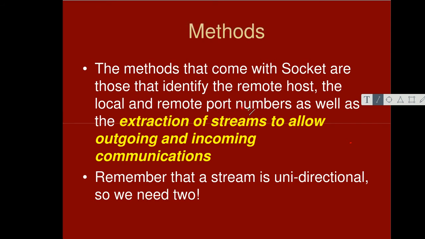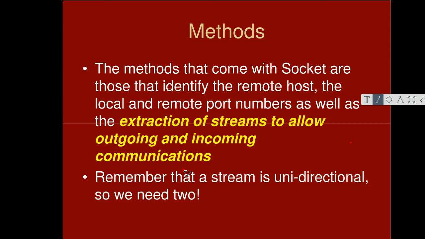The local and remote port numbers, as well as the extraction of streams to allow outgoing and incoming communications. And you will remember that a stream is unidirectional, so that if I want to send data to you and to receive data from you, I need two streams. An input stream to get data in from you that you sent me, and an output stream that will allow me to send data to you.